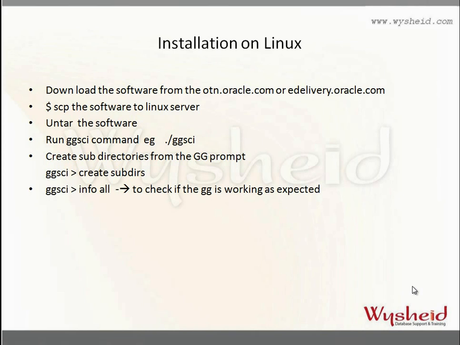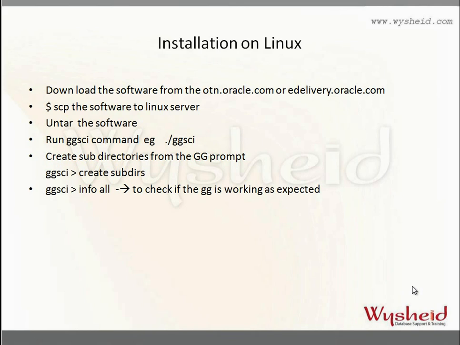Now, we have gone through the database requirement, the operating system requirement, and the network requirements. Now, let's see how to do the installation of Golden Gate. The first thing is that we need to get the software. We can download the Golden Gate software from otn.oracle.com or edelivery.oracle.com based on our operating system and bit architecture. Once downloaded, copy that software to our Linux server and untar the software. The directory at which we have unzipped the software, we'll call the Golden Gate home directory.